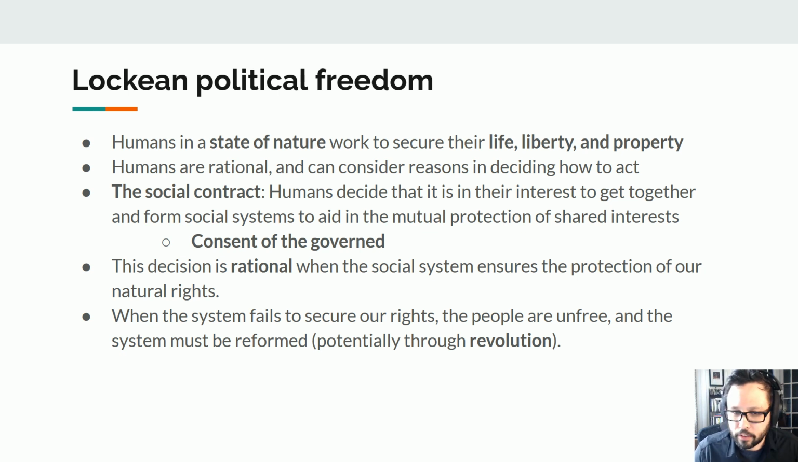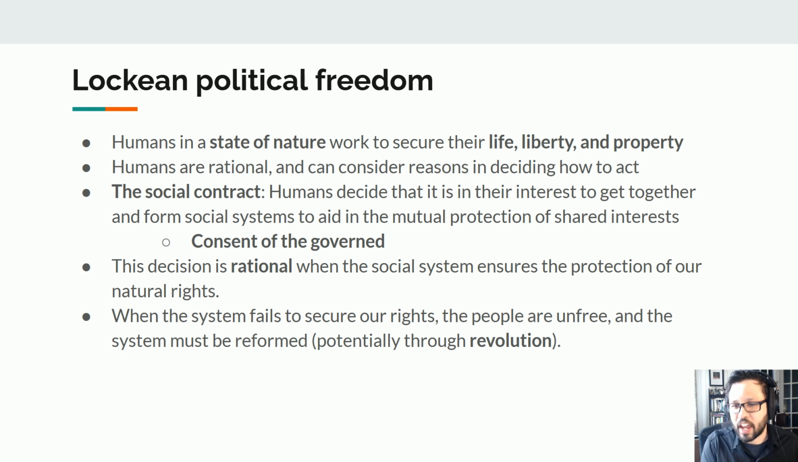And what Locke says, and what other thinkers in this tradition say, is that we form a contract to form a society. We form a social contract, a sort of implicit agreement between people that we will pool our collective resources to some extent and align our shared interests in such a way to work for the common good.